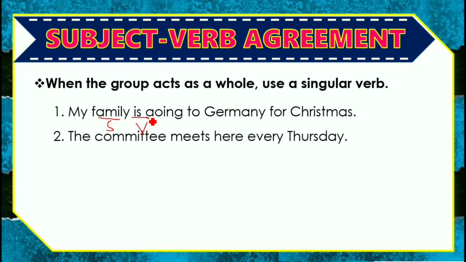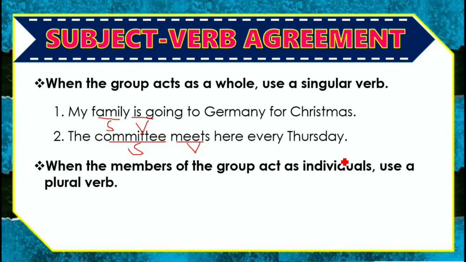Next is the committee meets here every Thursday. So again, committee is our subject and meets is our verb. So the committee here acts as a whole. So they're going to be here every Thursday. Another rule is when the members of the group act as individuals, use a plural verb. So take note, the members of the group act as individuals and not as a whole. So we need to use this time a plural verb.